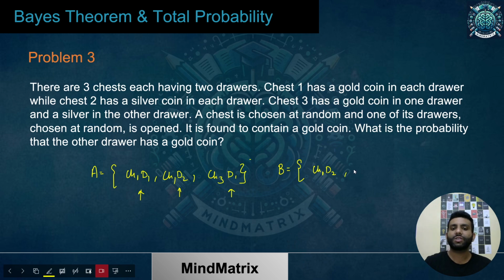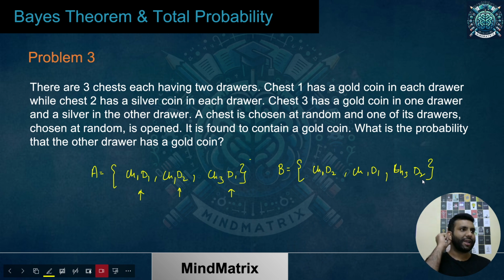If D2 was the first, then I can have a gold coin in D1, and then similarly CH3 D2. Let me just make it clear what exactly this means. CH1, CH2, CH3, wherever it is present, means the chest which was chosen, and D1, D2 or D3 means the drawers which were chosen.